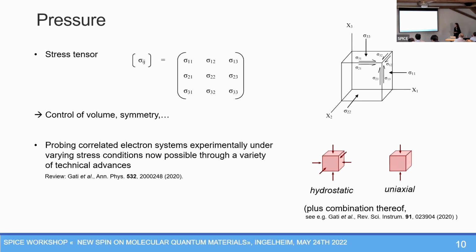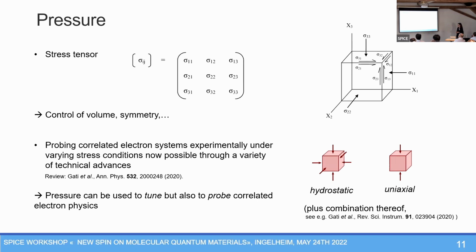And in fact, over the last probably 5 to 10 years, there has been really tremendous progress in possibilities of how to probe strongly correlated electron systems under varying stress conditions. The stress conditions, for example, include hydrostatic pressure, uniaxial pressure, or even the combination thereof sometimes. And what I also want to emphasize here is that pressure is not only a parameter that can be used to tune correlated electron systems, but also to probe their properties. And I will show examples of that in just a second.